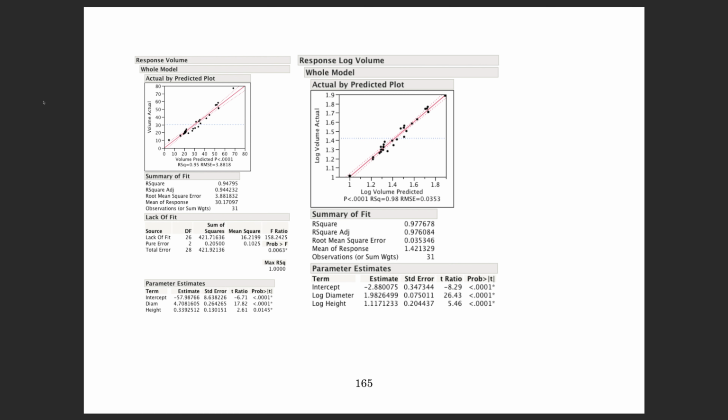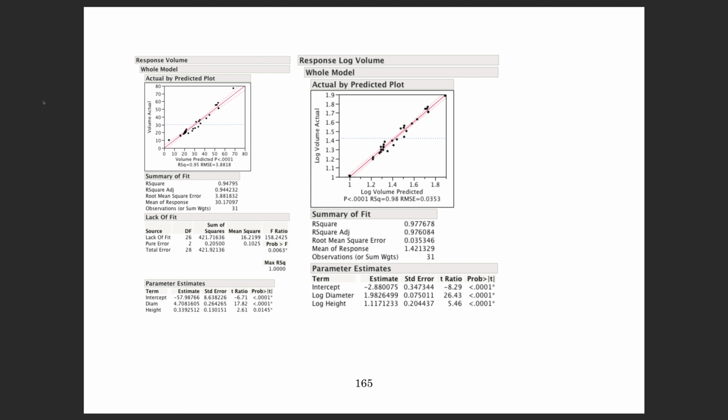So let's compare that to the one on the right. So the one on the right has the same level of complexity. We again have two variables, two covariates. This time we're predicting log volume in terms of log diameter and log height. You see the adjusted R squared has jumped to 97.6%. In fact, if we look at the residual plot for this, the residuals look very nice. There's no pattern left at all.